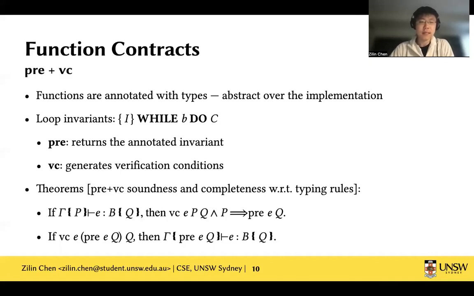The forward direction says if we can type E with P and Q, then VC must be true and P implies the weakest precondition. The other direction says if we know VC is true, then we must be able to type the expression E with the weakest precondition and Q.